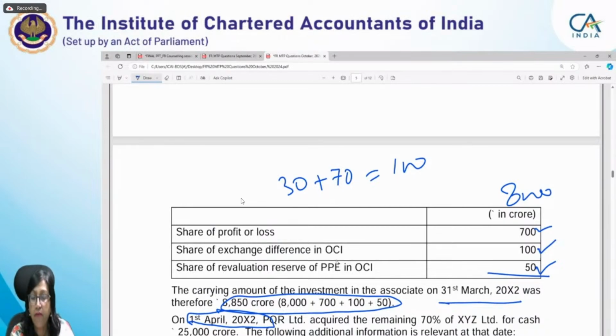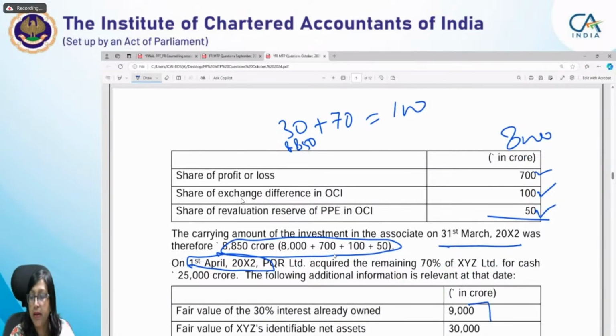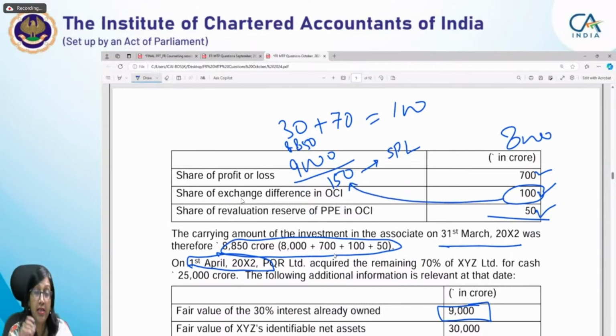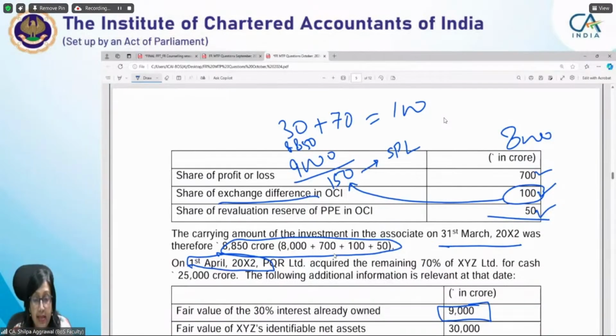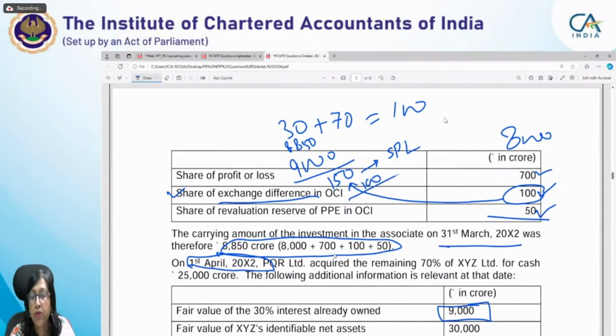Step 1 acquisition was of 30%, for which the year-end value was 8850. On the date of gaining control, the fair value came to be 9,000. What kind of gain have you received? 150. This gain is directed to the statement of profit and loss. Another gain, which was in OCI, will also be reclassified from OCI to P&L, because it's a share of exchange difference in OCI. If you go through the OCI format, you'll find there are two categories: one which can be reclassified to P&L, and one which cannot be reclassified, that is routed through retained earnings. Since this can be reclassified, we have added this also. So P&L gain is 250.